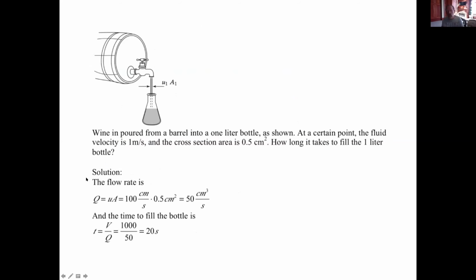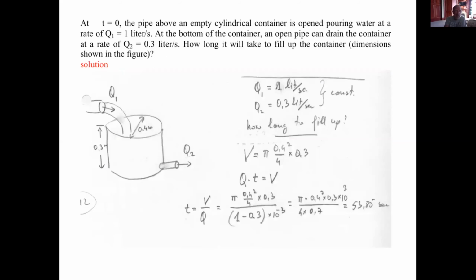Let's try to move on. We have time for one more. Okay, let's do one more. Again, this is about volume. So here is maybe a tap or some kind of a faucet pouring fluid into that container, and then it comes out here. So we know that the flow into that container is 1 liter per second. And we see that the flow outside the container is 0.3 liters per second. So how long will it take to fill the container?